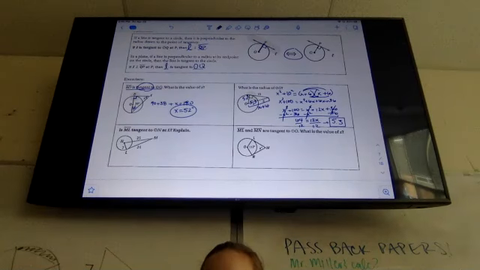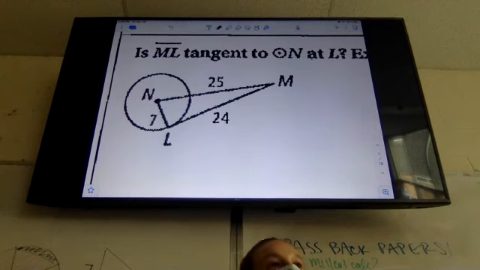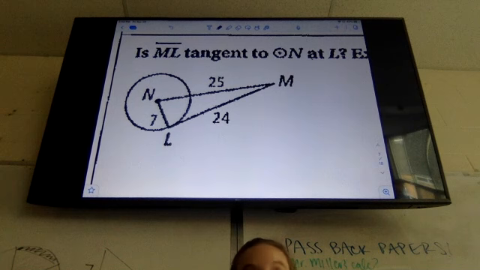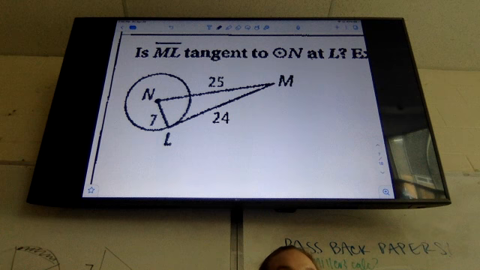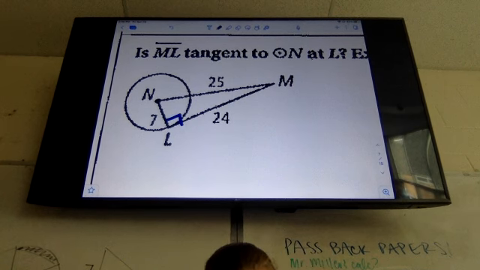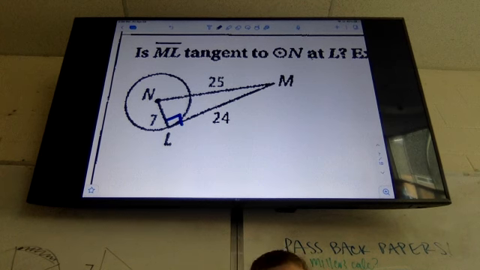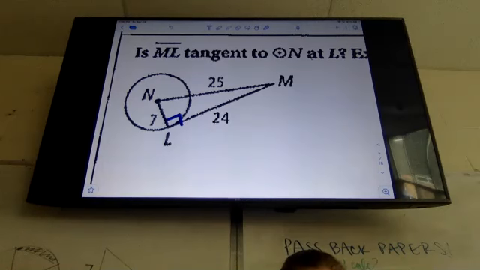Next one says, is ML tangent to circle N? Is this tangent? If this were tangent, what would be true? What would I be able to draw in my picture? Where? At L. NLM, you could have said that. I would have been okay with that. Or MLN. Those are too similar for me. That would have to be there. So then that means what would be true?